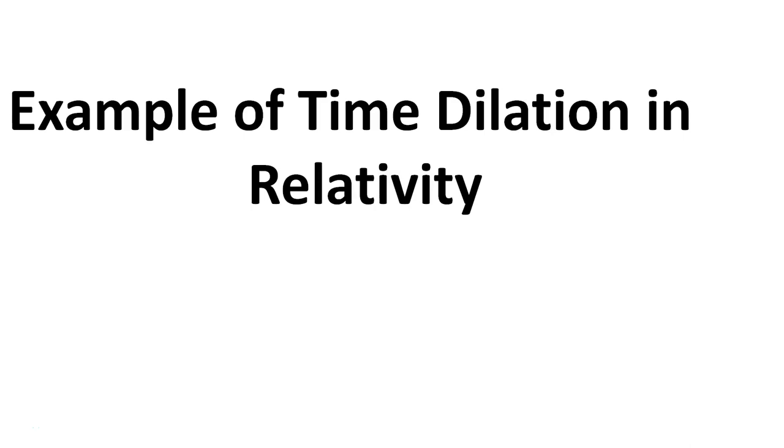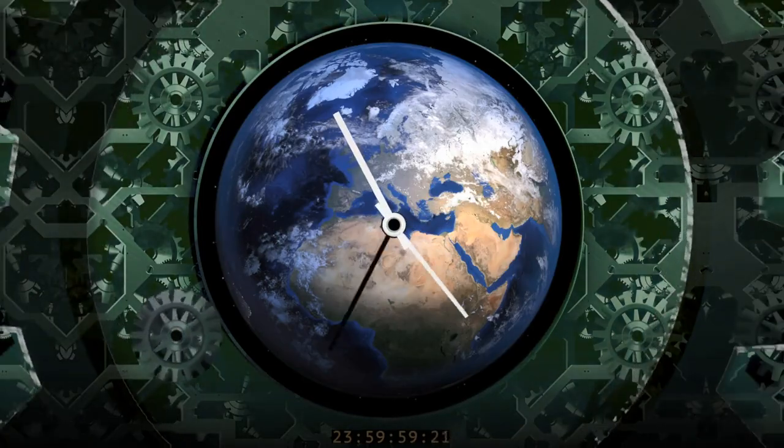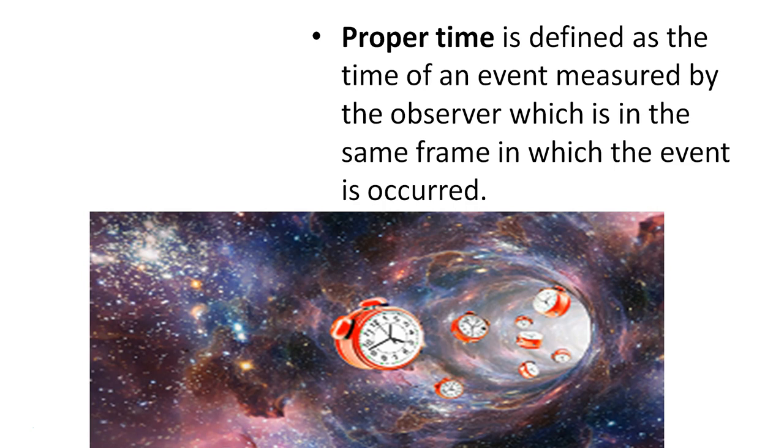Hello friends, today I am going to discuss a very beautiful concept of relativity, that is time dilation in relativity. We all are aware that time always moves, time always changes. But are we aware that when an object travels with speed comparable to the speed of light, then time changes? It means that time depends upon speed. To understand how time depends upon speed, let us discuss the various terms.